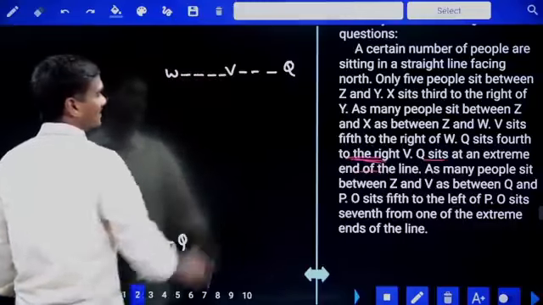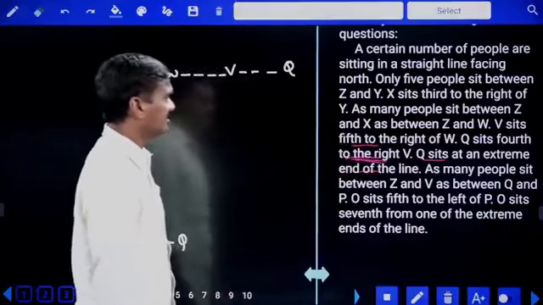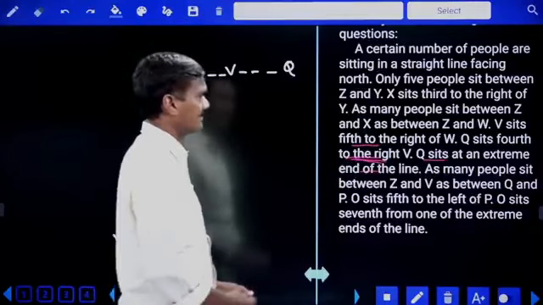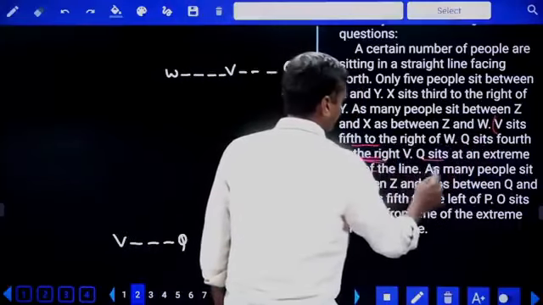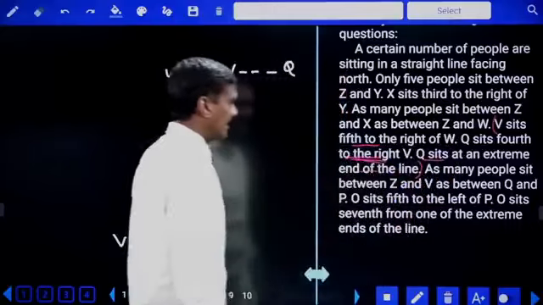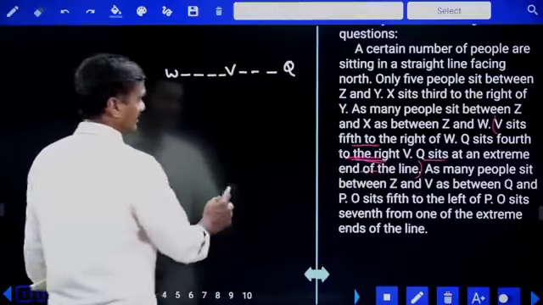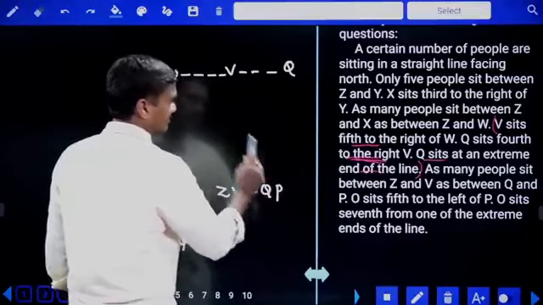4 members. V sits 5th to the right of W, and Z and X between V, and X sits third to the right of Y. V sits 5th to the right of W and up to here we have done with the information. As many people between Z and V equals to the between Q and P. Z కి V కి మధ్యలో ఎంతమంది అయితే ఉన్నారో Q కి P కి మధ్యలో అంతేమంది ఉన్నారు.